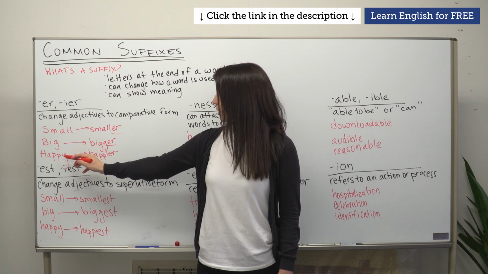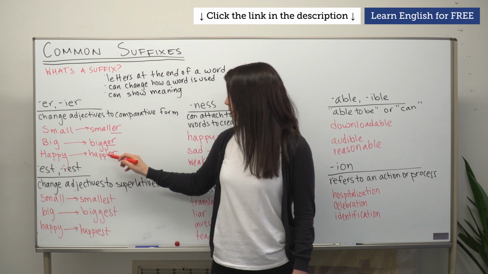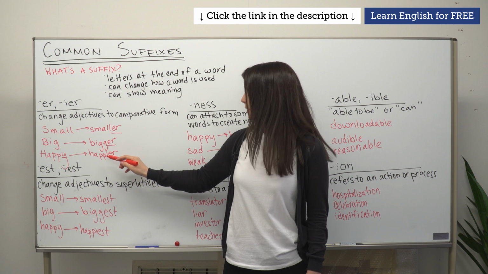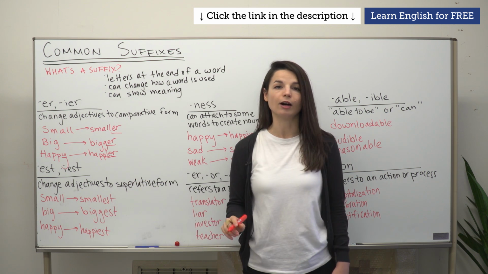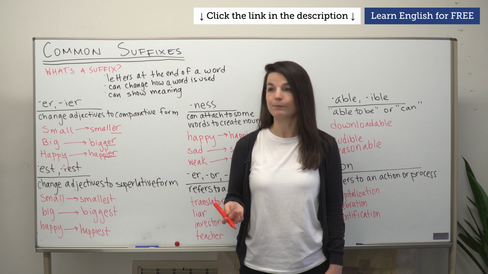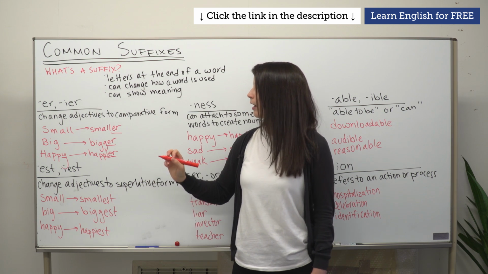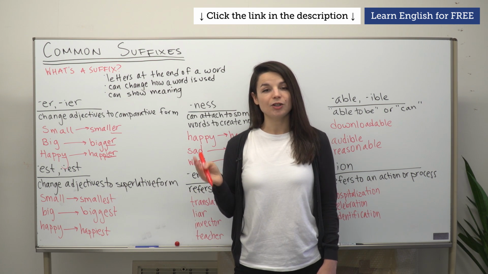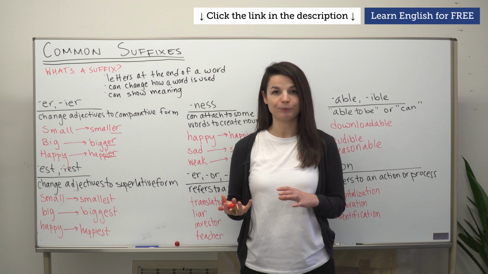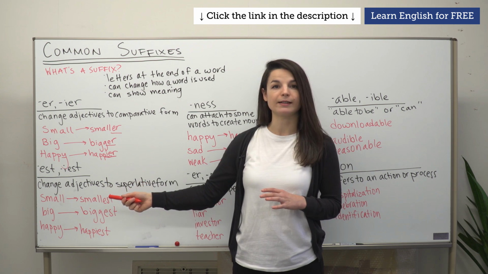Happy is another example. Happy ends in Y. So when we make the comparative form, we remove the Y sound and use IER. This is irregular for adjectives that end in Y. So ER and IER are suffixes. They change adjectives to a comparative adjective form. Let's look at another similar example then.